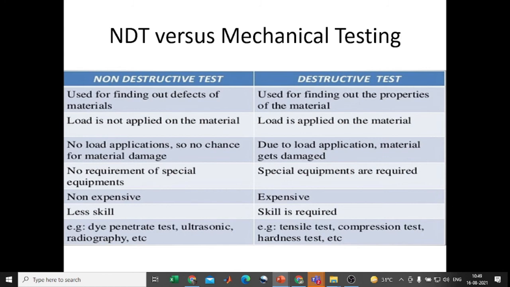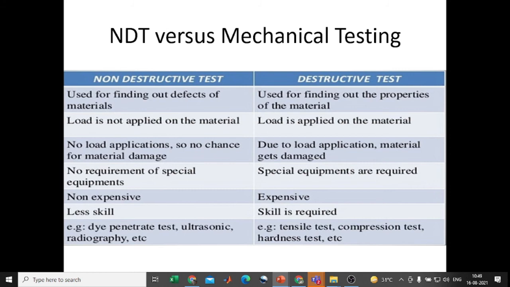So in destructive testing, the load is applied. In non-destructive testing, no load is applied. There is no need of load. So there are no load applications in non-destructive testing. So there is no chance of material damage with non-destructive testing, and we may save the workpiece material. In destructive testing, due to the application of load, the materials get damaged, so we cannot save the workpiece material.